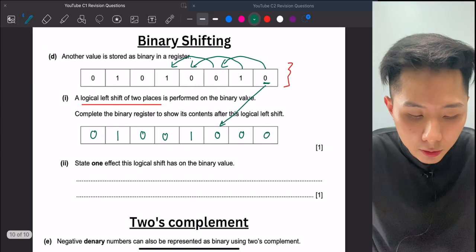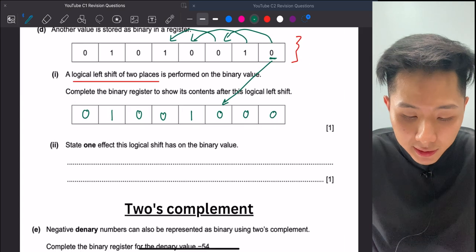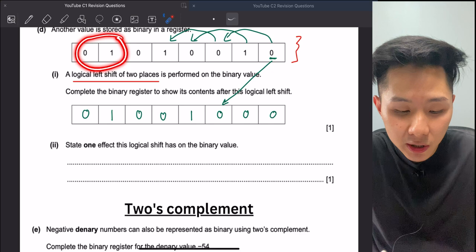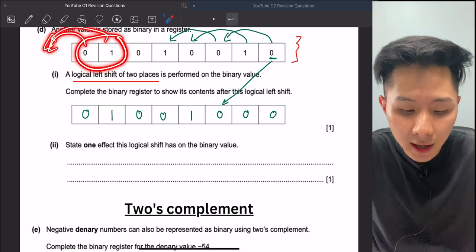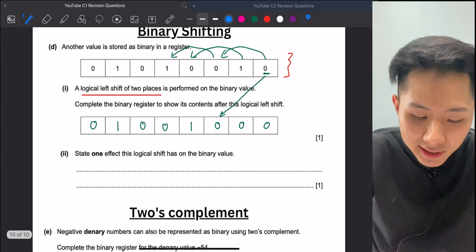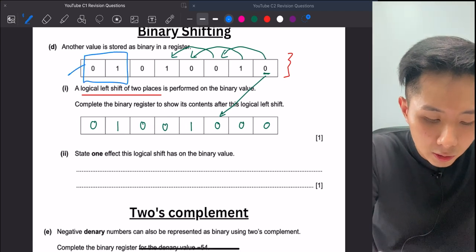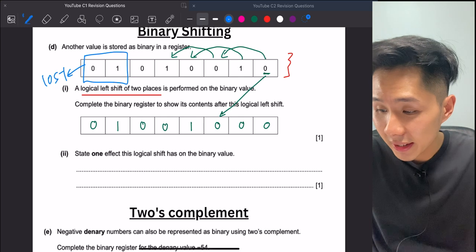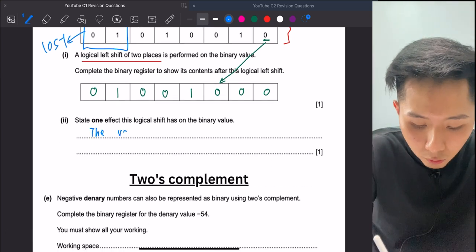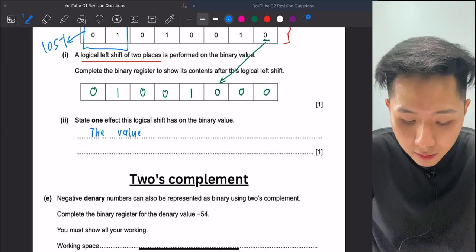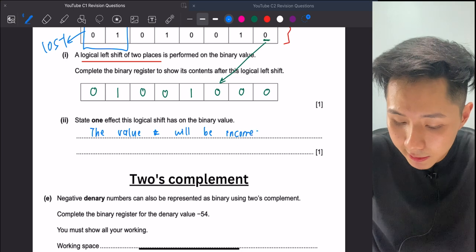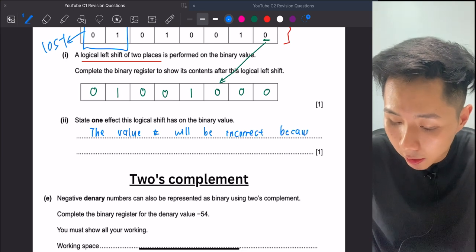And to state one effect of this logical shift, you can see that these two bits here, because they need to be shifted two bits to the left-hand side, and the register can only store 8 bits, meaning this bit, just like the overflow error, is also lost. All right, and the effect of this shift is that the value will be incorrect, because leftmost bits are lost.